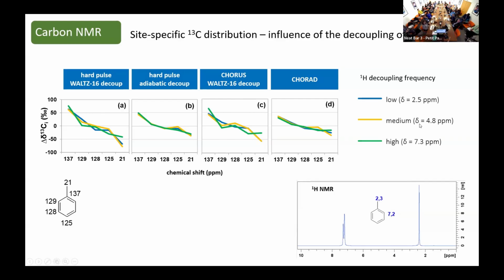If the decoupling was efficient in the whole hydrogen spectrum, we should have the same result no matter the frequency of decoupling. And we almost saw this in experiments B and D, both using adiabatic decoupling. When we used WALTZ-16, we found some difference depending on the position, no matter if we had used a hard pulse or CHORUS to excite the carbon. So we also showed here that this adiabatic decoupling is much better for this qNMR experiment.